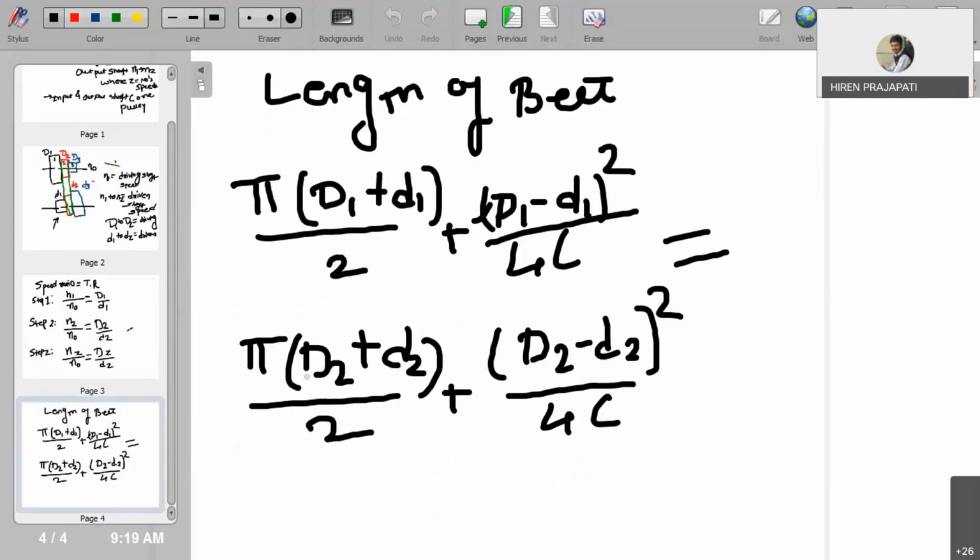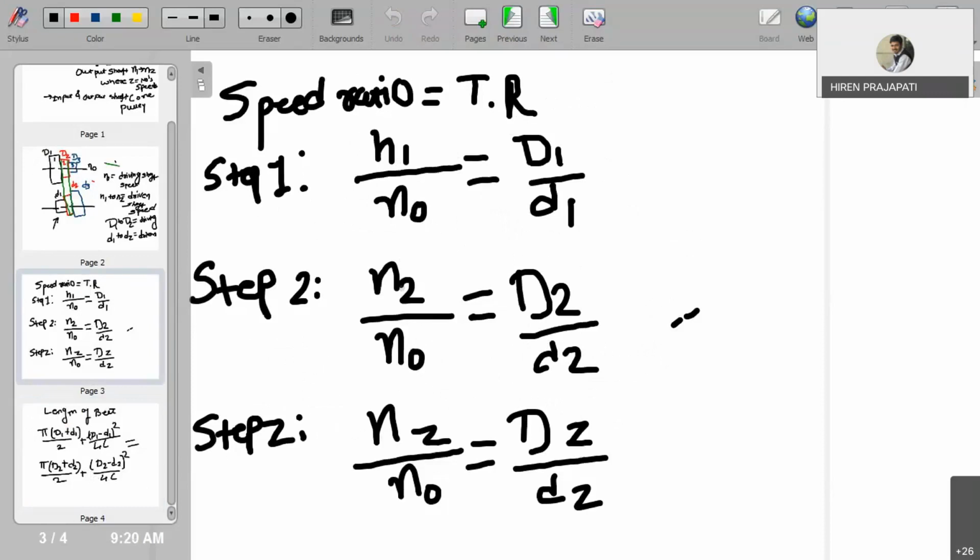But here the change is that these speeds, n1, n2 up to nz, should be in geometric progression, right? Because we are going to design a gearbox for machine tool application. In case of machine tools, if we use geometric progression, then we get proper speed steps which give us less loss in economical speed. So with that consideration, we cannot select any random speeds from n1 to nz. That's why n1 to nz should be in geometric progression.